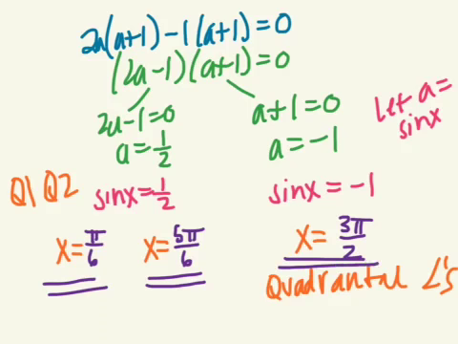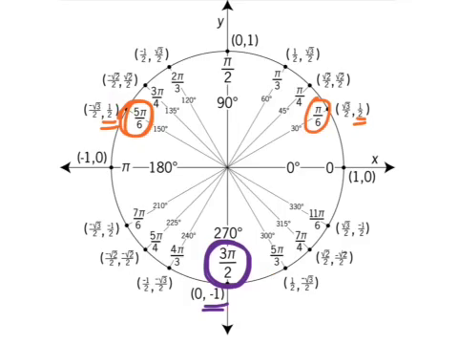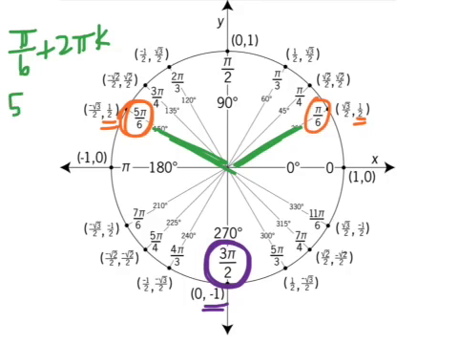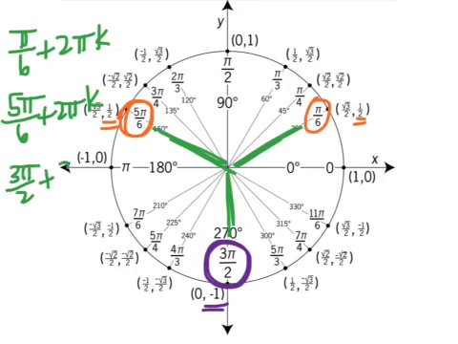If I want to go back and write a general formula for our final answer, again, look and see where they are, see if they make a straight line. It's pretty obvious that none of these do. So all of them are going to get a 2 pi k. So 5 pi over 6. And then the final one, 3 pi over 2 plus 2 pi k.